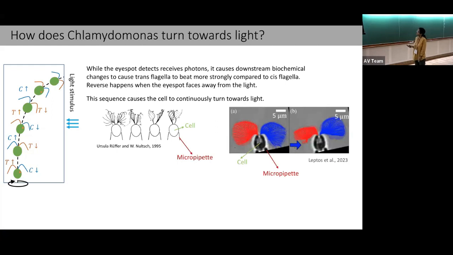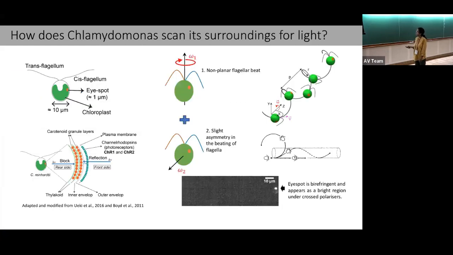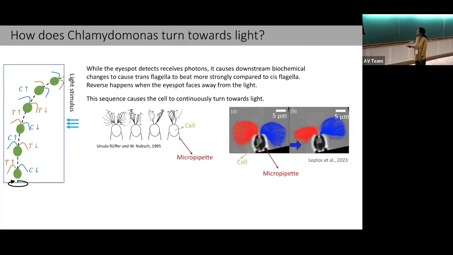So this mechanism was found out by holding the cell on a pipette and watching what happens to the flagellar beat as you shine light. This was done in a classical study in the 90s where we didn't have high-speed cameras, and so this sort of imaging was done stroboscopically. Now with modern tools of high-speed microscopy, you can really visualize what happens.